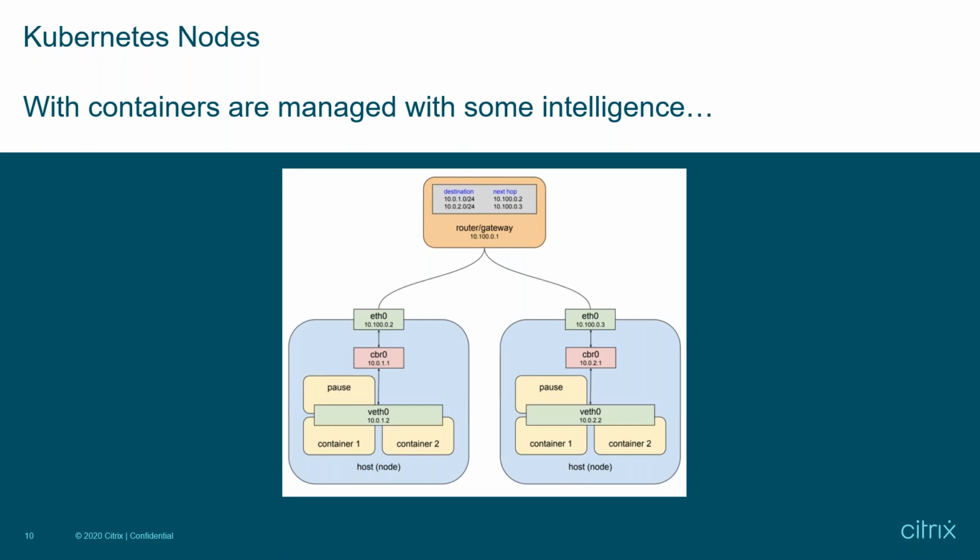So imagine that a container on the left side is trying to talk to the container on the right side. The container would come out VETH0. I'm going to turn on my laser pointer here. Come out VETH0, go to CBR0, then go to ETH0, go to the gateway, find that route into CBR0. Therefore, it's going to send the packet to ETH0, back into CBR0 on the right-hand side, and then to the final destination container. So to summarize, a Kubernetes node is a host with an intelligently managed networking stack.